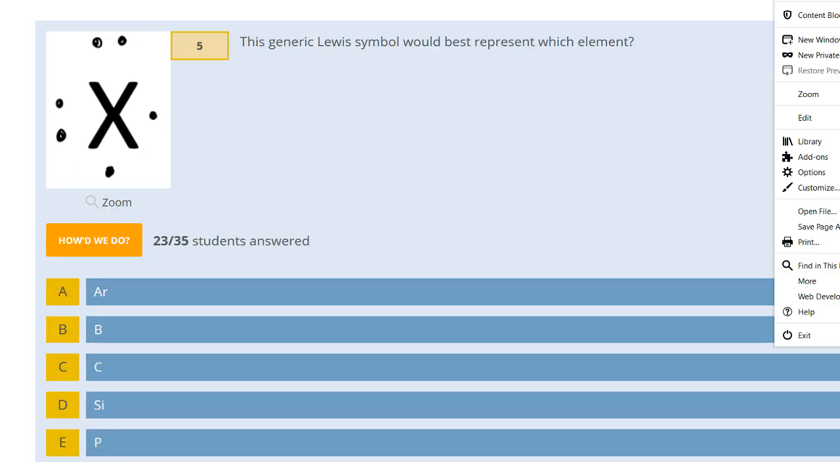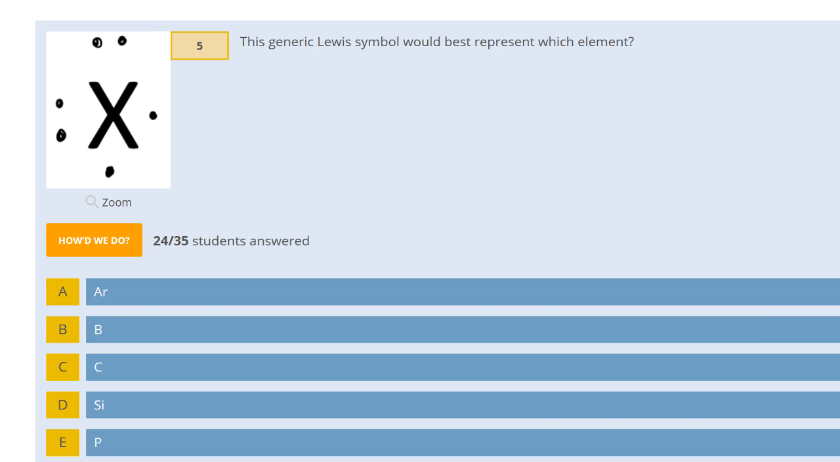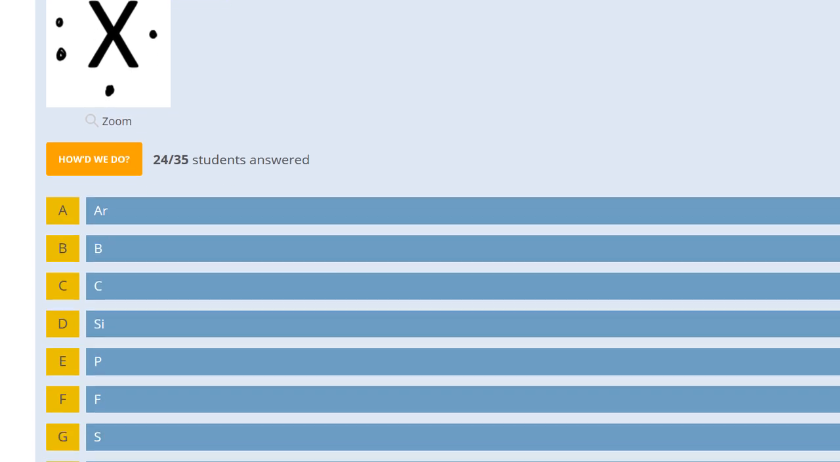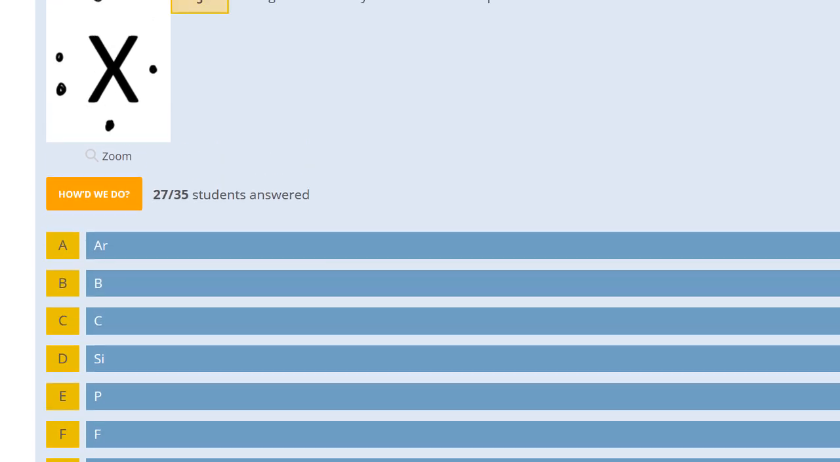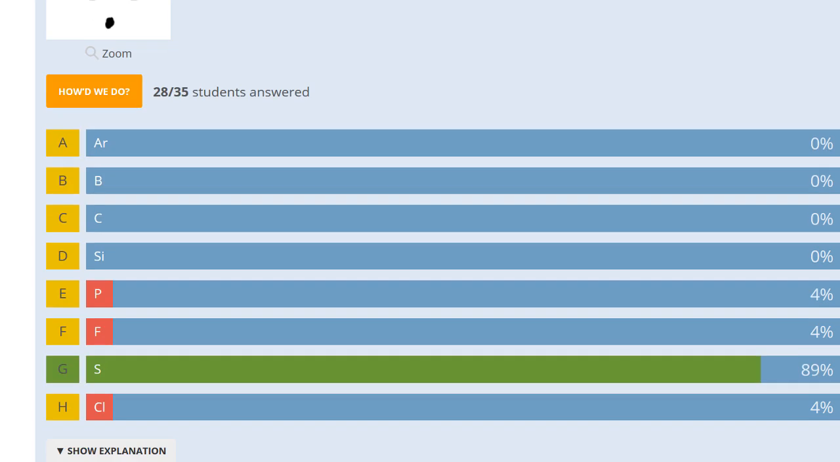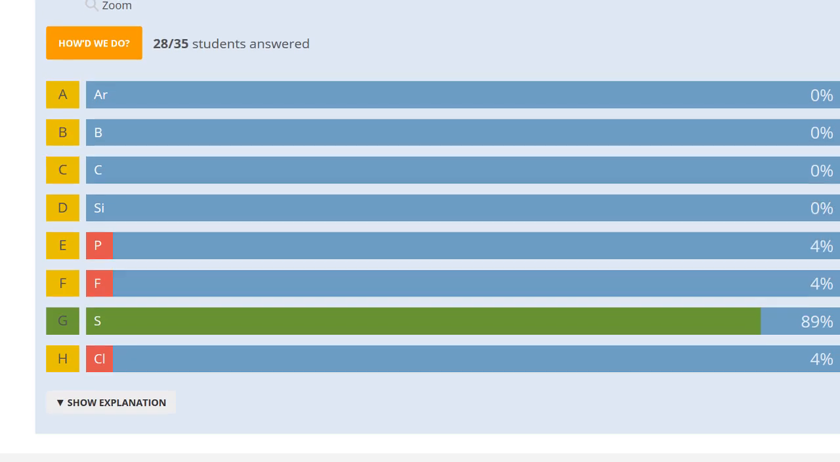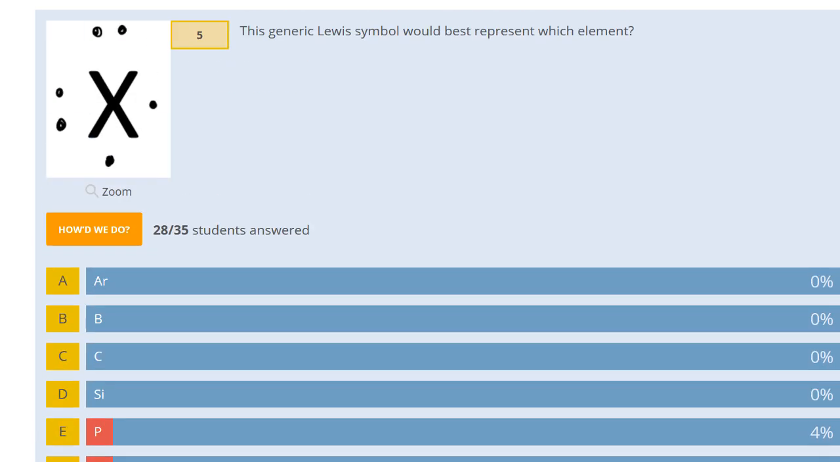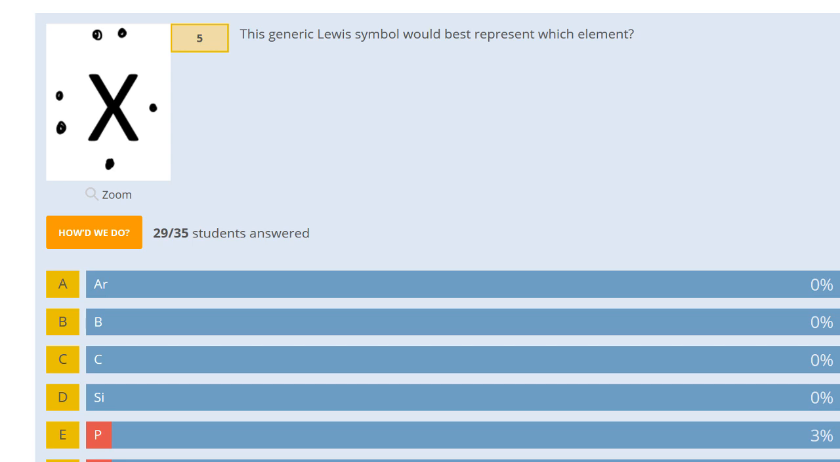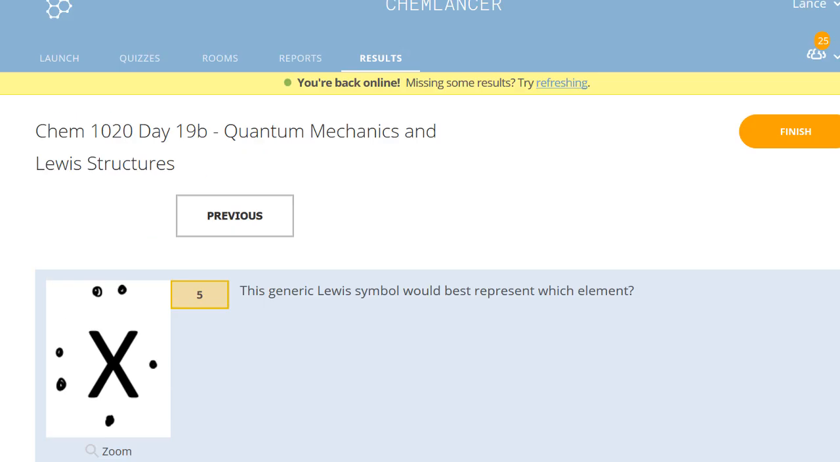And we'll get our answers locked in. Count down 5, 4, 3, 2, 1. Correct answer here should be S, sulfur, because how many dots are there? 6 dots. Okay, any questions with these?